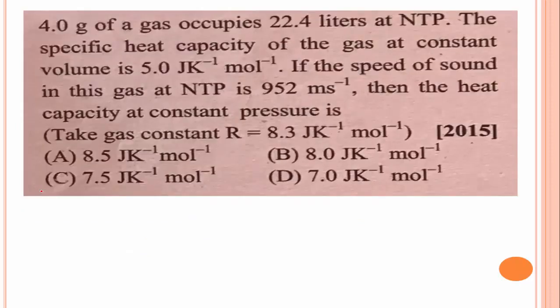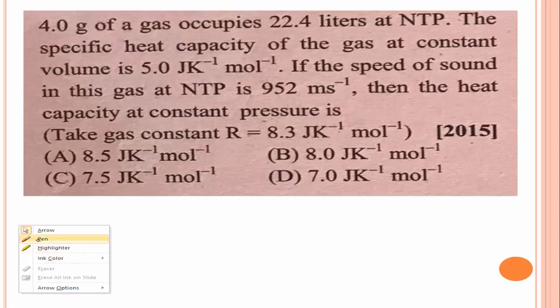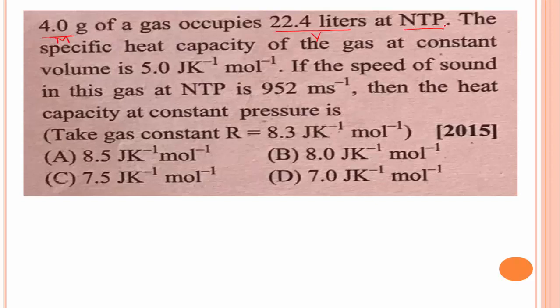And the next problem: 4 gram of a gas, here this is the mass, capital M, occupies 22.4 liters. This is the volume, 22.4 liters at NTP. NTP means normal temperature and pressure.